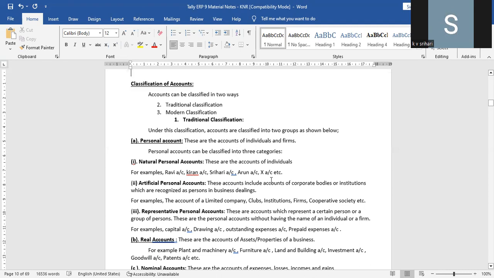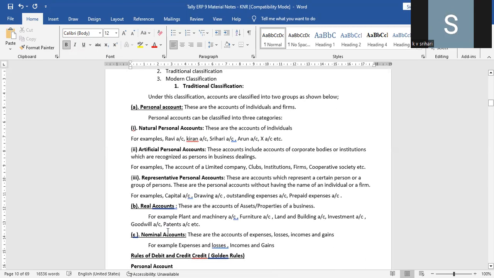Artificial means nothing but company names only. Company names, firm names or institutions. For example, limited companies, any private company, club names, institution names, firm names, corporate society names, etc. These are all under the artificial person personal account. Representative person means owner related: capital, drawings, outstanding expenses, prepaid expenses. That is the representative personal account.